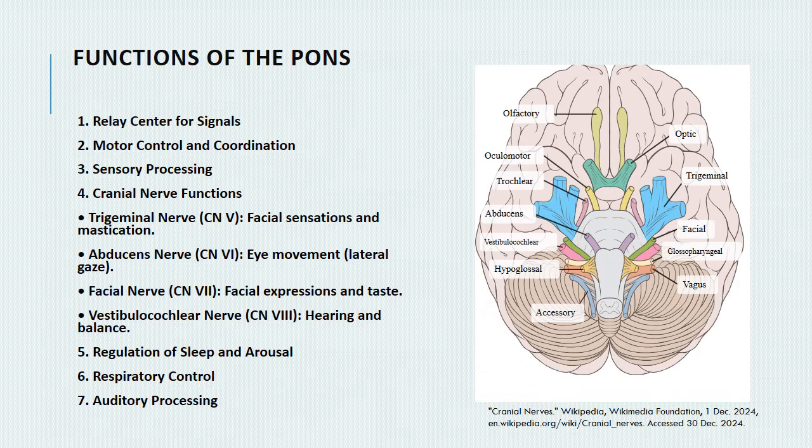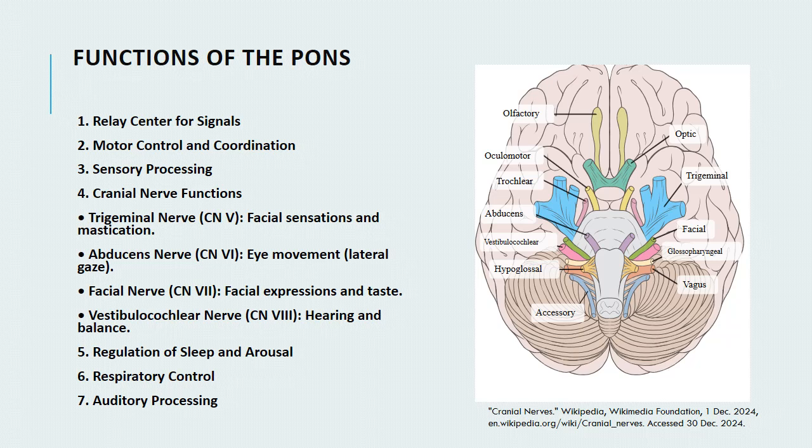Functions of the pons. Number 1, relay center for signals. It acts as a bridge between the cerebrum, cerebellum, and spinal cord, ensuring smooth coordination of motor and sensory signals. Number 2, motor control and coordination. The pontine nuclei relay motor information from the cerebral cortex to the cerebellum, crucial for precise motor movement.